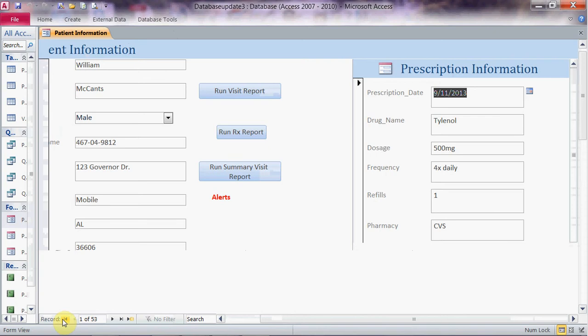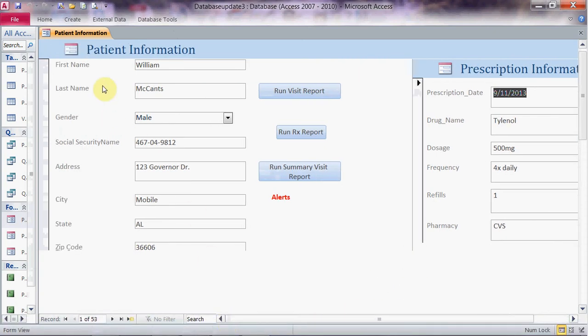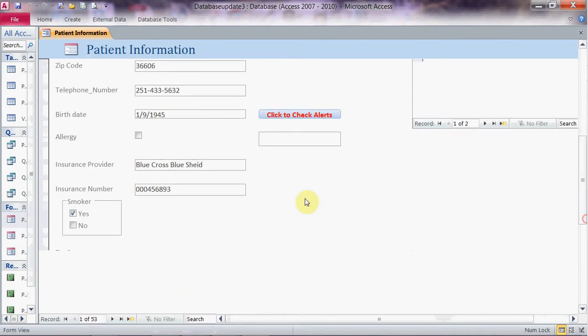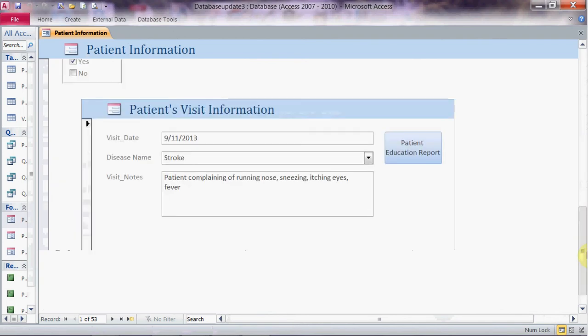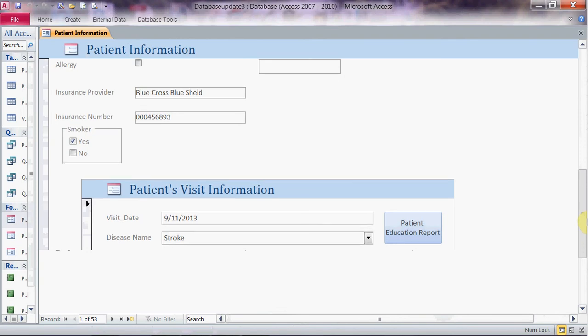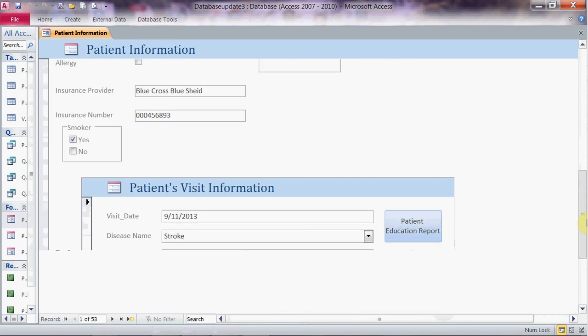Our first patient is Mr. McCants. As you can see, Mr. McCants has all his personal information listed in a secure network. Here we see that Mr. McCants has Blue Cross and Blue Shield. He's also a smoker. Our records indicate that on September the 11th, he came in complaining of having numbness on one side, which he was later diagnosed with having a stroke.